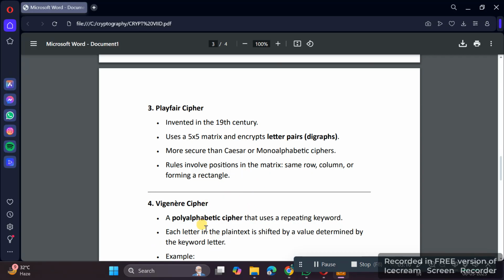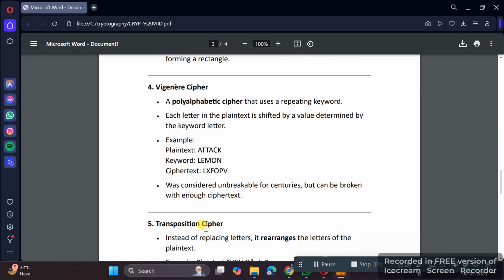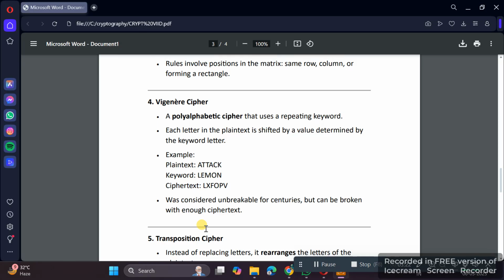It is stronger than the monoalphabetic cipher because it encrypts two letters at a time. The monoalphabetic cipher encrypts a single letter at a time, right? But this one encrypts two letters at a time. And the last one, before that we can go to the Vigenere cipher.